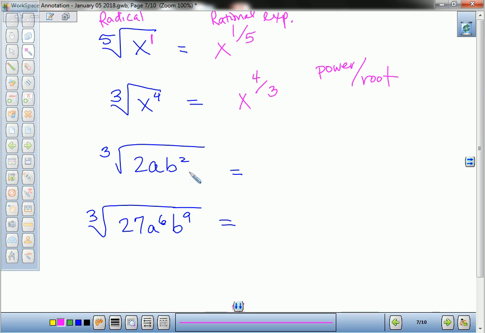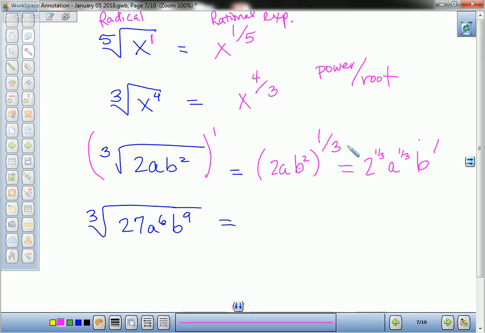All right, so let's take a look at this one. If we went ahead and rewrote this, this has this entire expression under the radical. So the 2ab squared is all under the cubed root. Well, the root is 3. The power is an understood first power, so that would be 1/3. Now, is that the only way to write that with rational exponents? No, because we know when we have a product raised to a power, we could take each part of that product and raise it to the power.